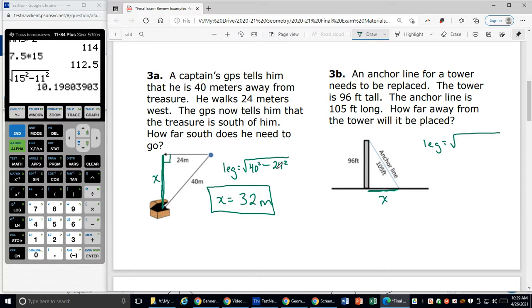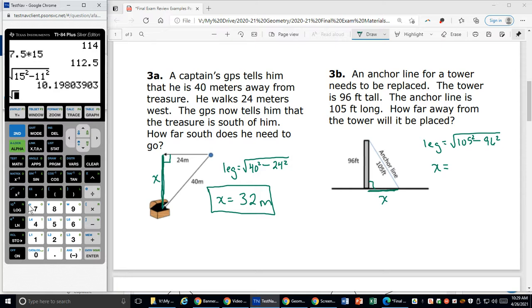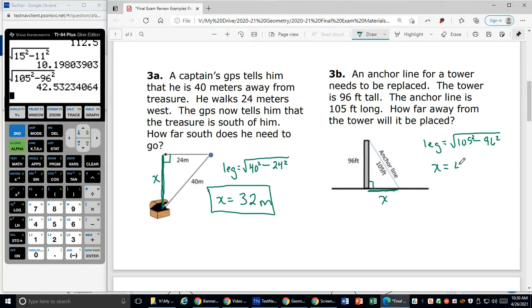My leg, square root, notice I subtracted. The 40 went in first. That's the one across from the right angle. So my 105 is going to go in first, and then my 96. So that x, the leg, square root of 105 squared minus 96 squared gives me, I don't get a nice even number this time, 42.532. And these are feet.